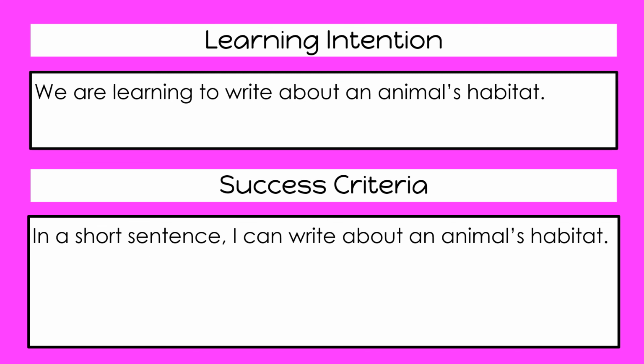Before we go today, let's reflect on our lesson. We are learning to write about an animal's habitat. In a short sentence, I can write about an animal's habitat. We definitely did that today. We used a website today to research information about lions, where we found some specific information about the lion's habitat, where it lives, and we took the most important keywords and we put them into a short sentence, which we wrote onto our gathering information chart.